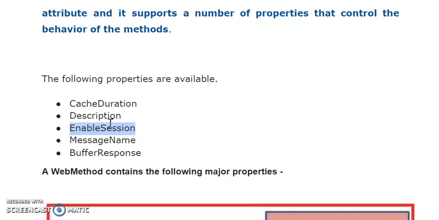If you set enable session equal to true, then message name, that name of the message you can set, and you can fetch that name in your web browser and understand what kind of name that message has, and you can differentiate between different messages if you have the same message. And then buffer response: XML web services store your data, and if you want that it should not store, then you should set it to false, and if you just want to store a small amount of information, then set it to true. So these are the properties we will learn in the next practical.